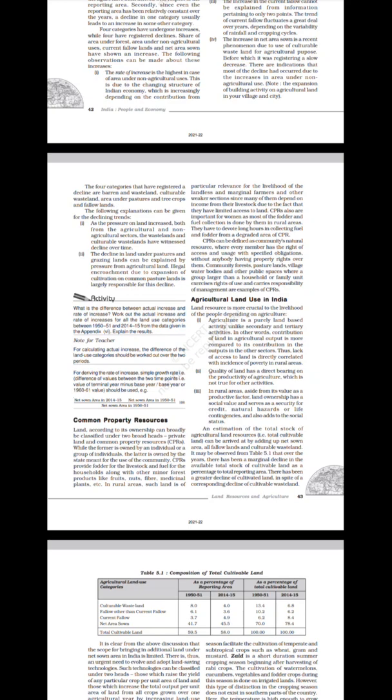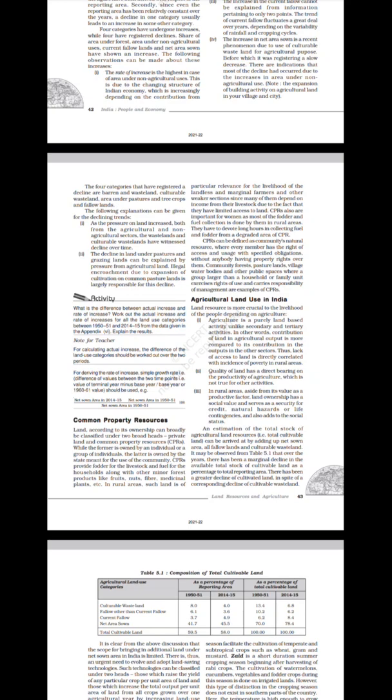Quality of land has a direct bearing on the productivity of agriculture, which is not true for other activities. In rural areas, aside from its value as a productive factor, land ownership has a social value and serves as a security for credit, natural hazards, or life contingencies, and also adds to the social status. An estimation of the total stock of agriculture resources, that is total cultivable land, can be arrived at by adding up net sown area, all fallow lands and cultivable wasteland.